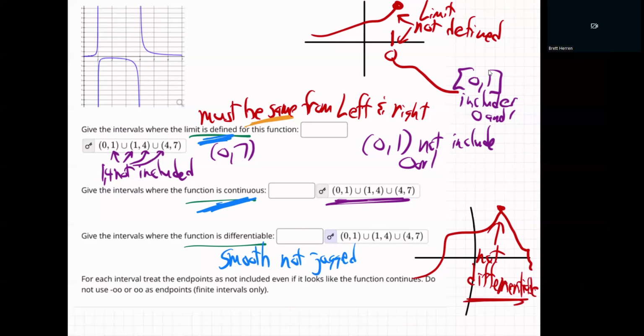Anyway, where's this graph smooth? Well, it's smooth everywhere again, except for 1 and 4. It's got to be connected to be smooth, and it's not even connected at 1 and 4. So it's the same answer for all three of these. At 1 and 4, it's not smooth, not connected, not the same from the left and the right. And so there we go.